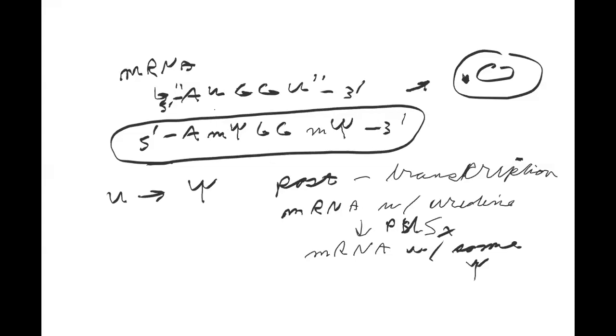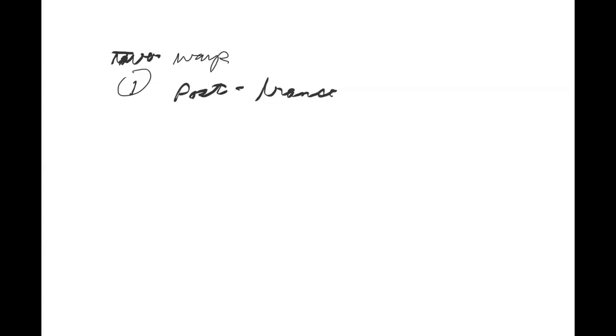Well, there are two ways to do what Caraco is doing, and Weissman. Okay, there's two ways. The first one: post-transcription, I should say. Post-transcription, uridine to pseudouridine for RNA. And it doesn't matter what kind of RNA. It could be the message. In this case, they're dealing with messenger RNA. But this would actually work for transfer RNA also.